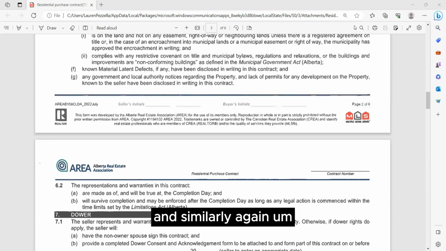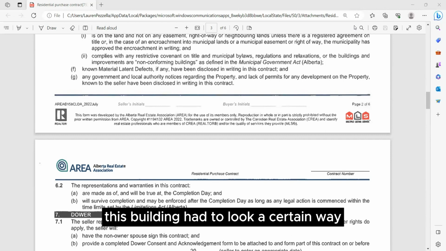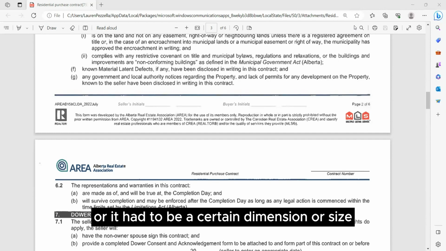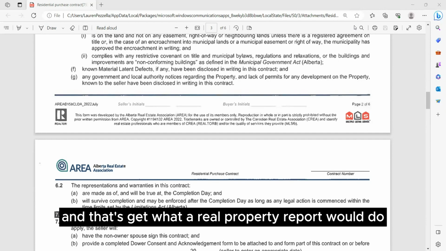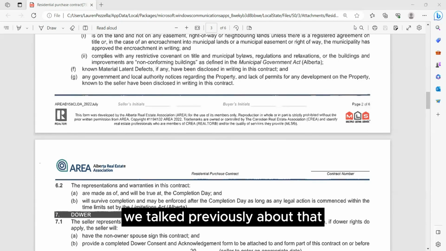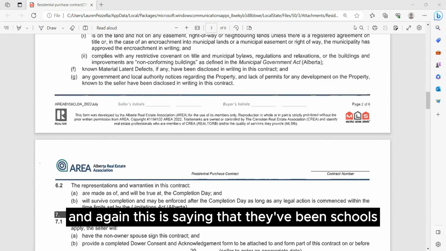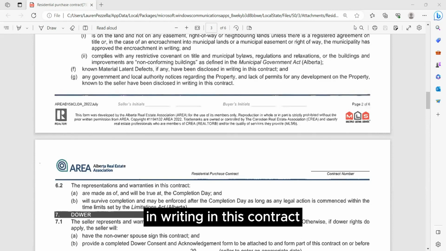And similarly, it might say it complies with any restrictive covenants, as I was mentioning just before. If there was, for example, a covenant that said this building had to look a certain way, or had to be a certain dimension or size, you're just also saying that it's compliant with that. And that's again what a real property report would do. We talked previously about material latent defects. And again, this is just saying that they've been disclosed in writing in this contract. So if you're aware of something, as we talked about in part 1, is there a material latent defect that you should be disclosing?